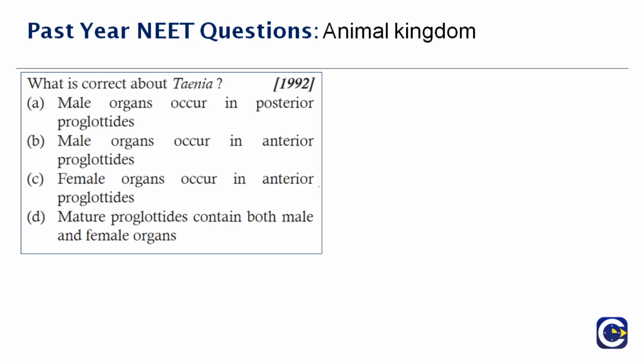Okay, next one. What is correct about Taenia? So you have 4 options here. We'll analyze one by one. Male organ occur in posterior. Male organ occur in the anterior proglottids. Female organs occur in anterior proglottids. See, the body of the Taenia usually has a ribbon-like appearance, and it is divided into segments which are called proglottids. Each proglottid has one or it can be 2 sets of male and female reproductive organs. So mature proglottids will contain both the male and the female organs. Therefore, the correct answer is option D.